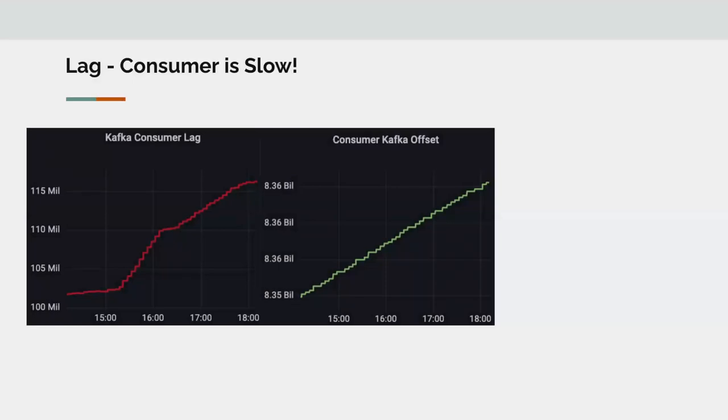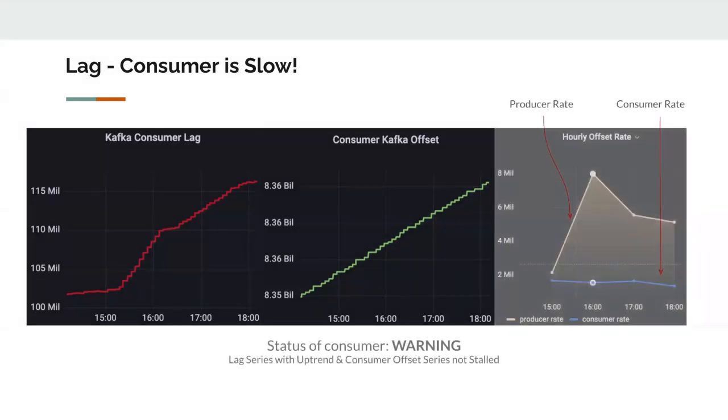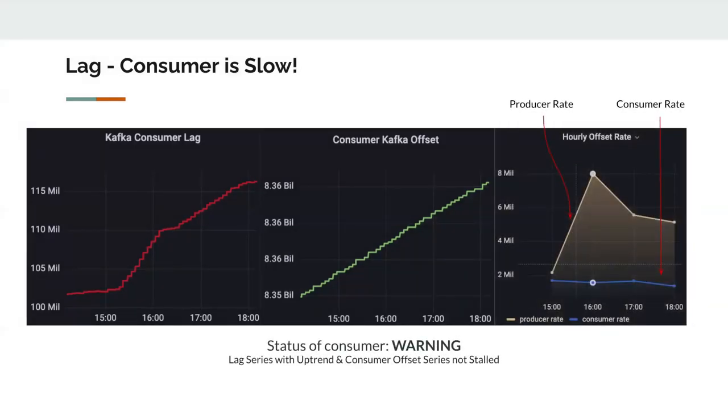Examining another case, this is a typical trend where the consumer lag is increasing, evident by the clear uptrend on the left panel, along with the rising consumer offset. It is quite evident that the consumer is not able to process data as swiftly as it is being written by the producer. If we plot an hourly chart graph here, we observe the consumer rate is lingering around 2 million messages per hour, the blue line on the bottom, while the producer rate has suddenly increased well beyond 4 million, reaching 8 million too. Some work is needed at the consumer level to match the incoming rate. The status of the consumer will be in warning state.